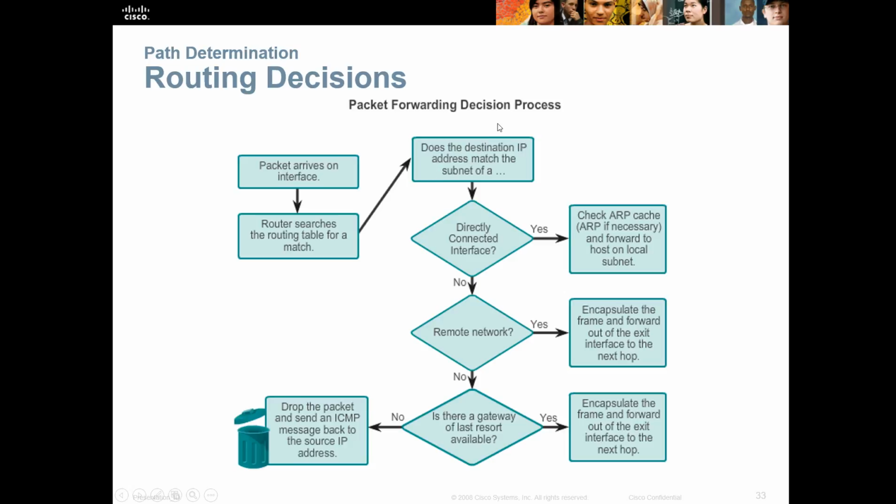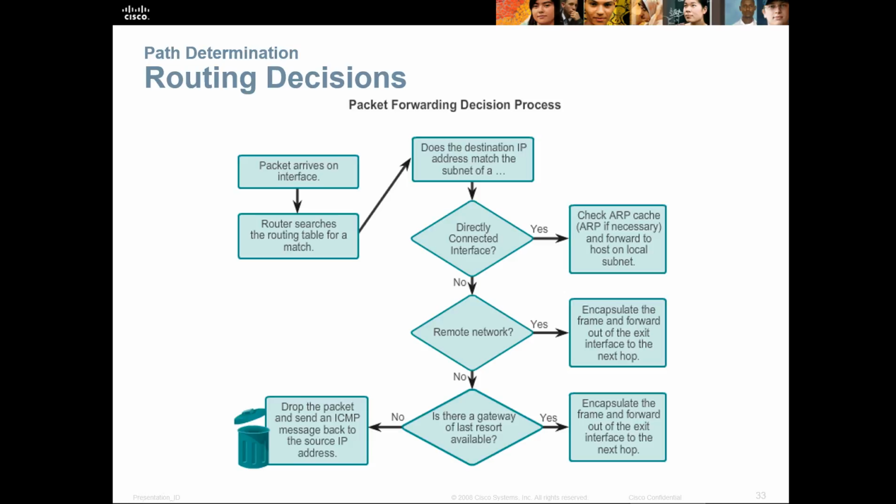If there is a match to the directly connected interface, it'll check its ARP cache and forward to the local network. If there is no directly connected match, but there is a remote one, it will encapsulate the frame and forward it out the exit interface to the next hop. If it's not directly connected and there is no remote network, is there a gateway of last resort? If yes, it will encapsulate the frame and forward it out of the interface to the next hop. And that is the basic routing decision. So in general, that is our routing decision table.